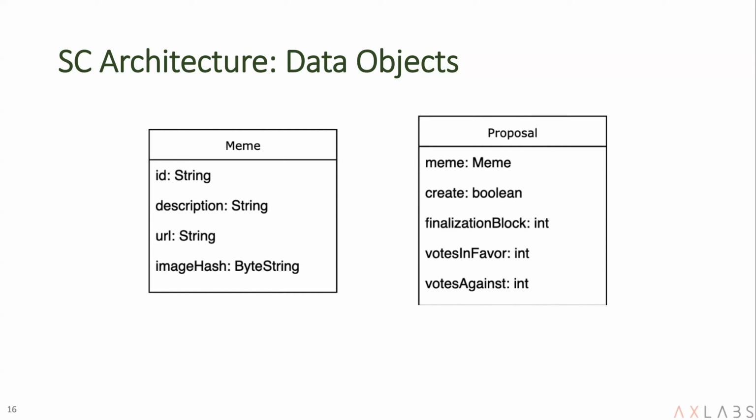And then on the other side, we have the proposal, which also includes a meme, of course. It has to have the whole information of a meme. And you have a flag if it's a creation proposal or if it's a removal proposal. Then you have the block in which the voting period ends, and you have votes that are in favor and votes that are against the proposal. That's all the data that we store in our dApp.